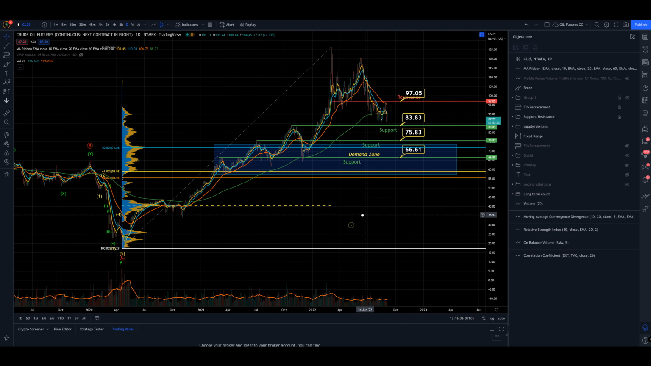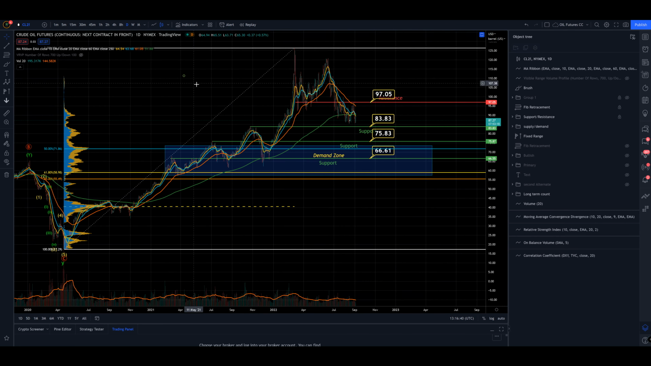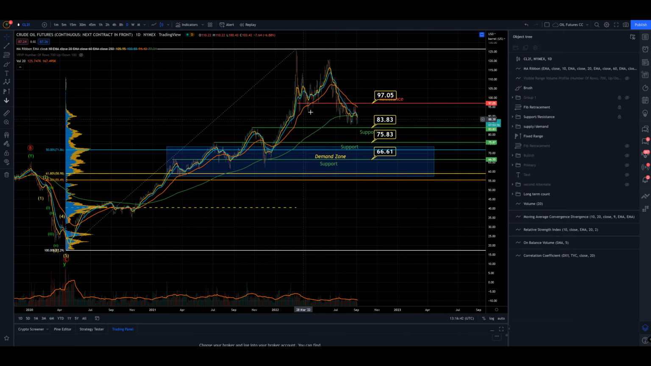Okay, so basically my count supports the idea that we completed a larger wave degree up here, and that this is a larger wave degree correction, and all of these are smaller degree corrections within it. So we're now looking for a more significant pullback. And it could be complete already, A, B, C, and bouncing from here, right? But it's a very deep correction down here for it to be a 1-2. We'll talk about that later.